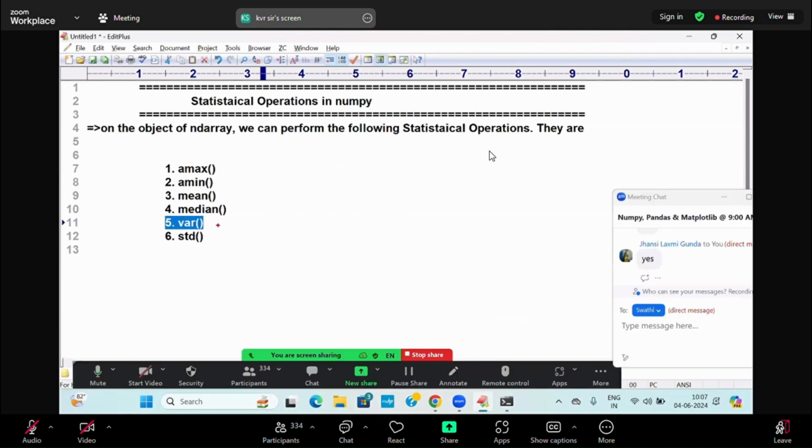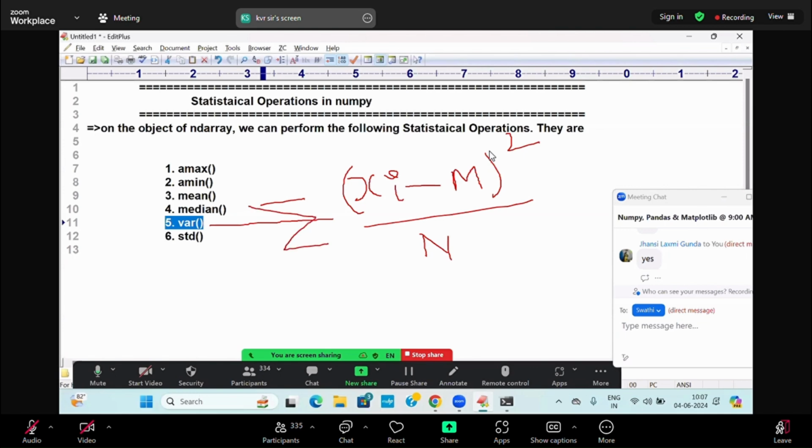What is the formula, students? Please look into that. This is my given data. Given data is indicated by Xi. Xi stands for x1, x2; there is x of 0, x of 1, like that. Xi minus M, that is called mean, whole square, divided by the number of numbers. This is represented as i equal to 1 to n. This sigma indicates summing. So Xi minus mean whole square, divided by N. This is the formula.